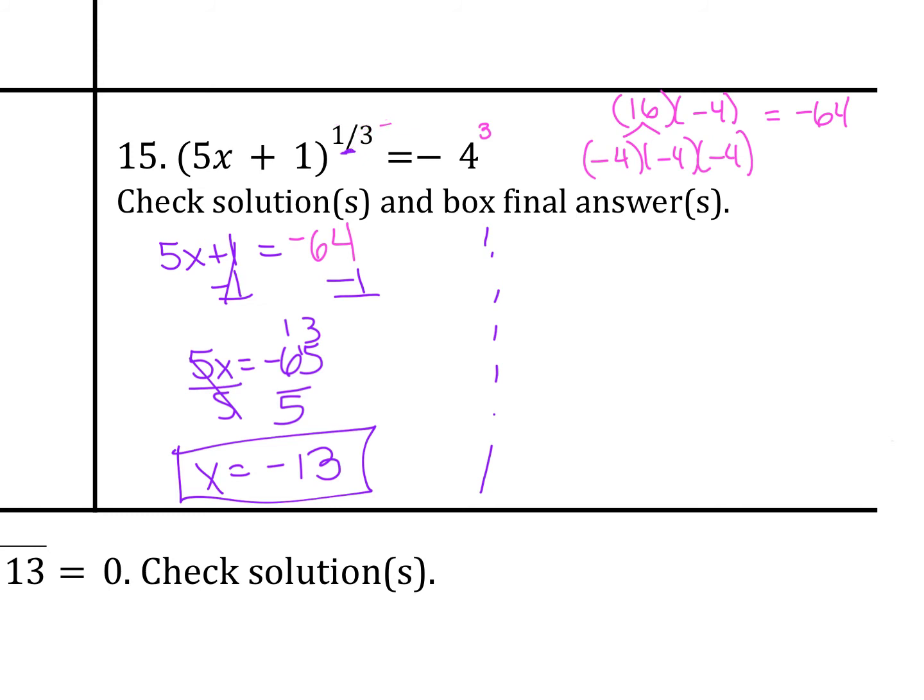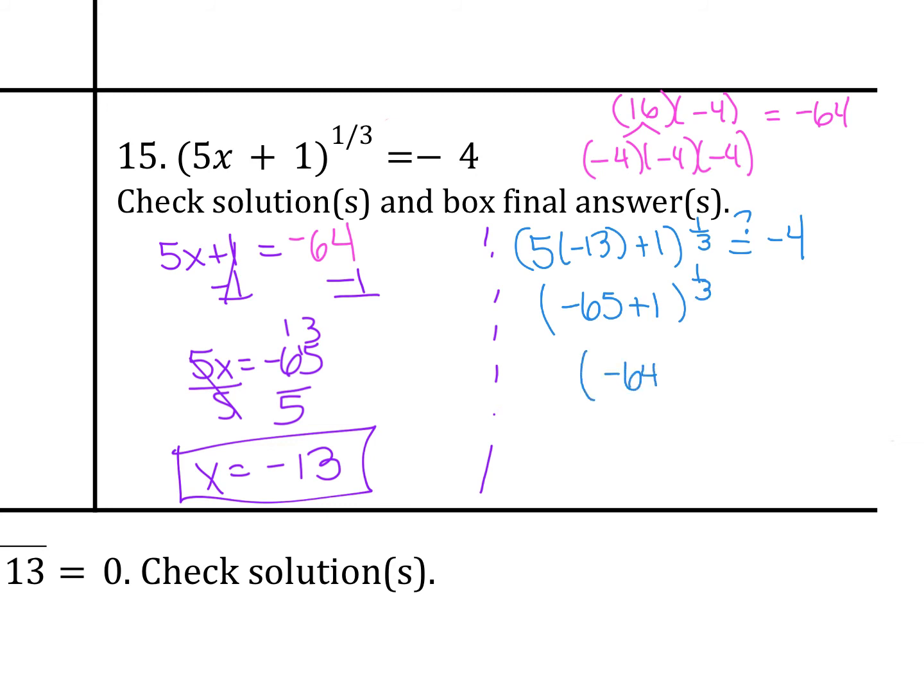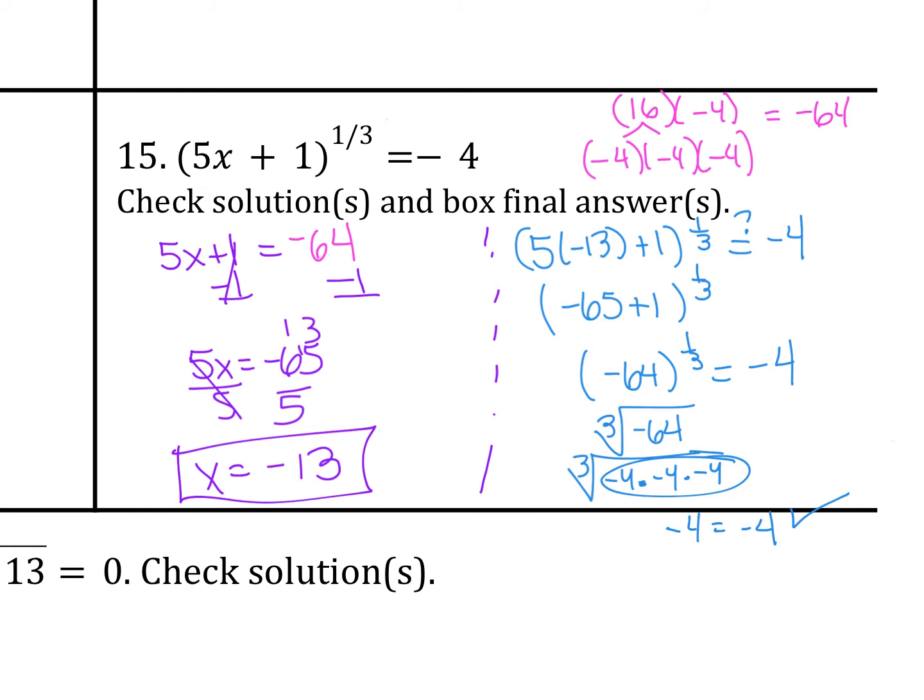Then you could check your solution by plugging it into the original. So we erase everything and plug it into the original to make sure it works. We have (5 times -13 + 1) raised to the 1/3. Does that equal -4? 5 times -13 is -65, plus 1, so that's (-64)^(1/3) equals -4. Remember, that's just the cube root of -64, and that is -4 times -4 times -4. And so -4 does equal -4. So -13 is correct.